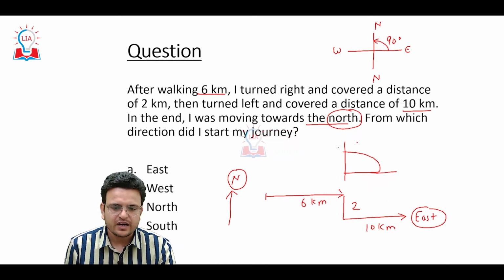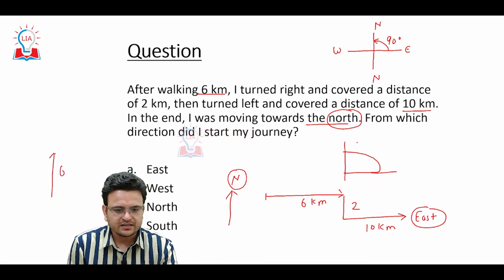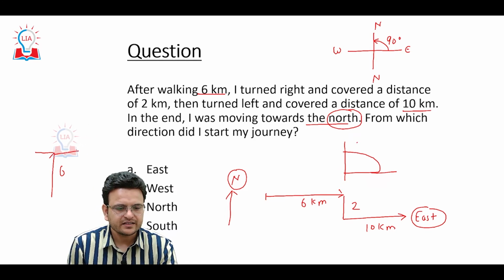If I am moving toward 90 degree, definitely the person is moving first, he is moving 6 kilometer, then turned left, and then first turned right and then turned left. Okay, this is the north.